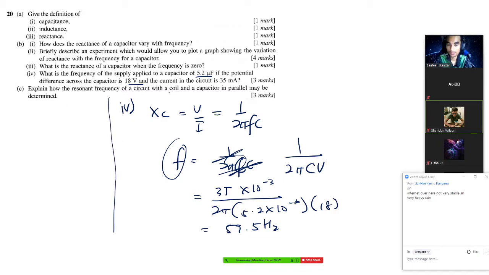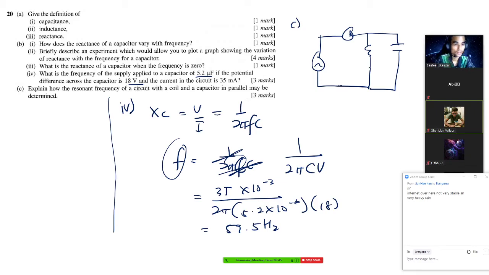Explain how the resonant frequency of the coil and capacitor in parallel can be determined. How do they mean? Coil and capacitor in parallel, the resonant frequency can be determined. So you have to set up an ammeter like that, then you have an AC source, and there will be a coil over here, and the coil will be parallel to the capacitor. So this is L and C.